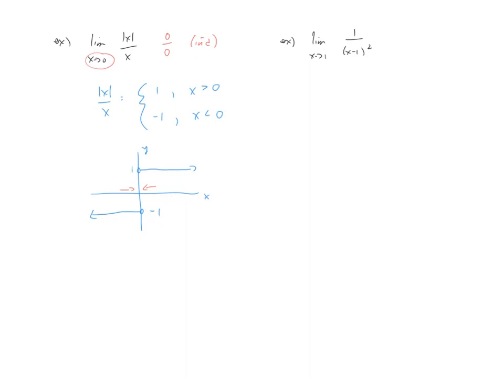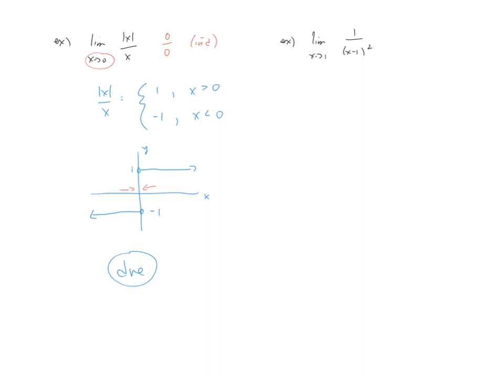And so the answer to this, because the negative 1 and positive 1 aren't the same, my answer to this particular limit is does not exist. DNE, does not exist. If you get different answers approaching from different directions, your overall limit does not exist. More to come on that later.